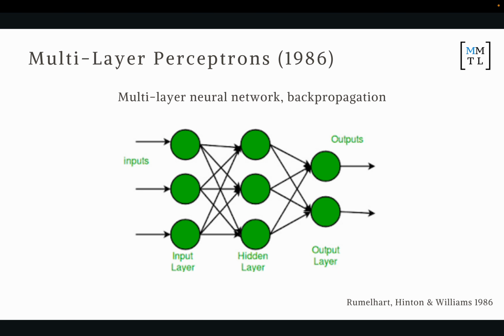In 1986, Hinton then came up with the multi-layer neural network, right? He took a look at the perceptron and realized that you could actually stack them, okay? And that's when he invented backpropagation.